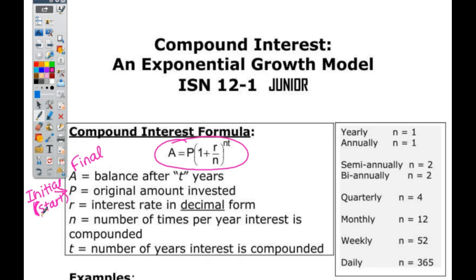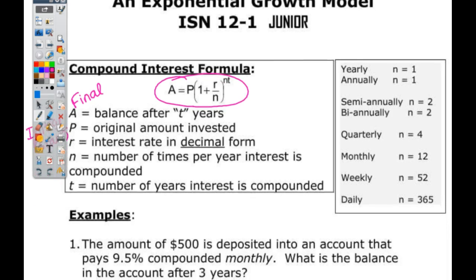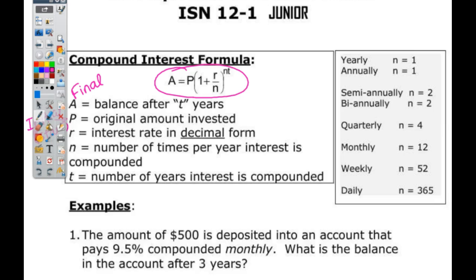Okay? R is going to be the interest rate in decimal form. N is the number of times per year the interest is compounded. And so I listed some of the words over here for the word problems. So if it's yearly, it's once. If it's annually, it's once. Semi-annual or biannually would be twice. Quarterly would be 4. Monthly is 12. Weekly is 52. And daily is 365. And then T is the number of years.